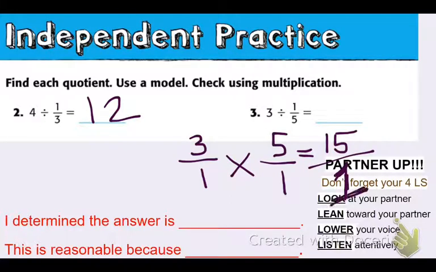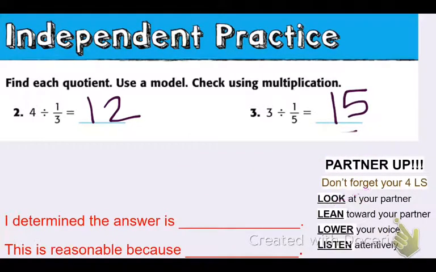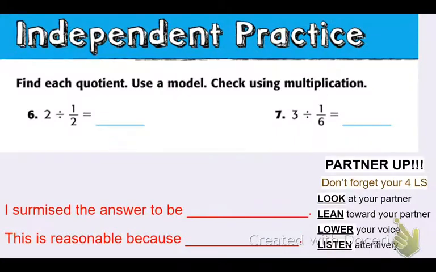I can simplify this fraction so it's no longer over 1. Instead, I'm going to make it a whole number. And 1/5 of 3 is 15. 3 times 5 is 15, so I know I have determined the right answer. It's reasonable. Moving into that independent practice, let's go ahead and try number 6.